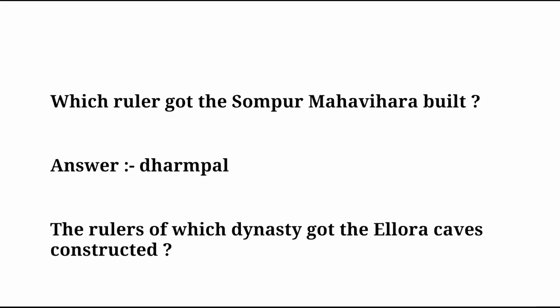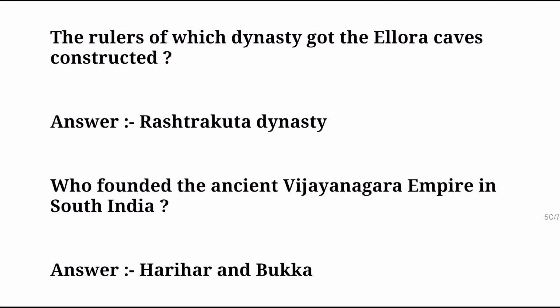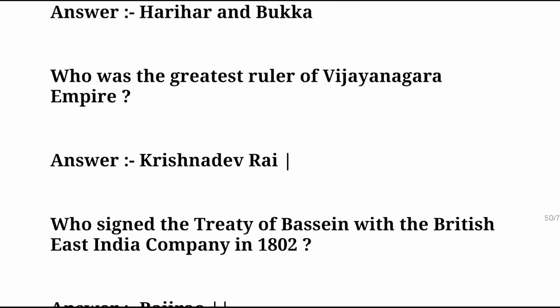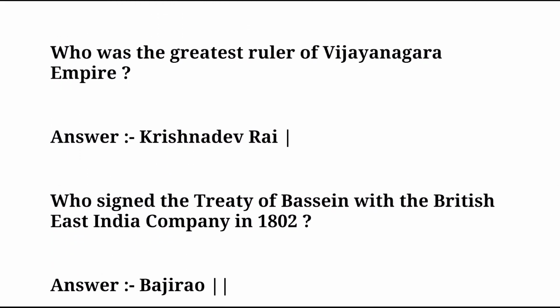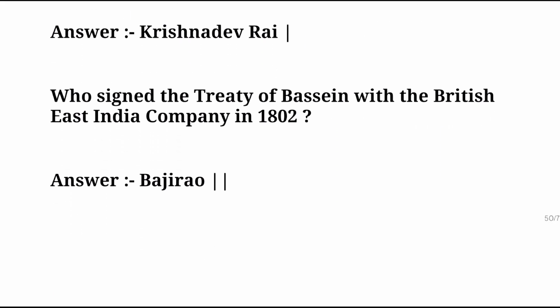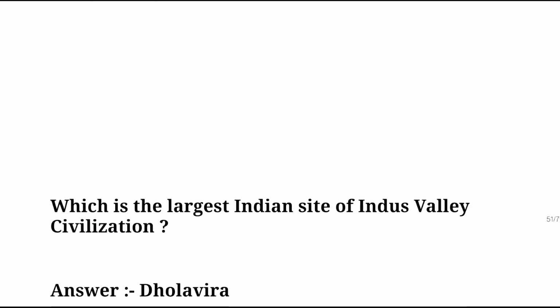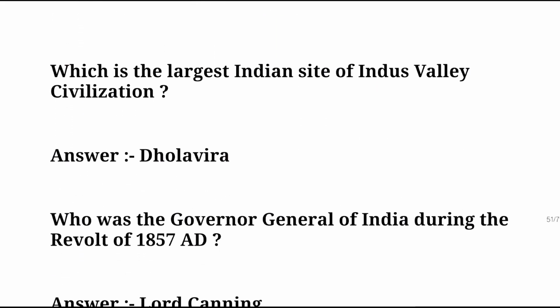Answer. Dharmapala. The rulers of which dynasty got the Ellora caves constructed? Answer. Rashtrakuta dynasty. Who founded the ancient Vijayanagara Empire in South India? Answer. Harihara and Bukka. Who was the greatest ruler of Vijayanagara Empire? Answer. Krishnadevaraya. Who signed the Treaty of Bassein with the British East India Company in 1802? Answer. Baji Rao II. Which is the largest Indian site of Indus Valley civilization?